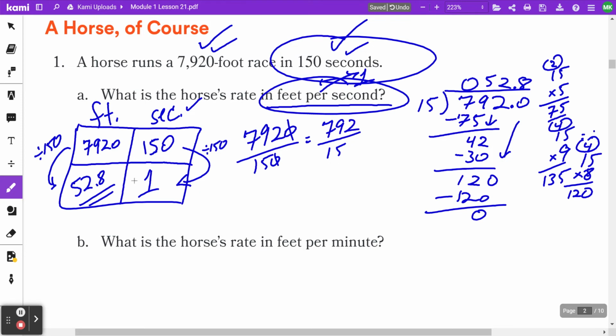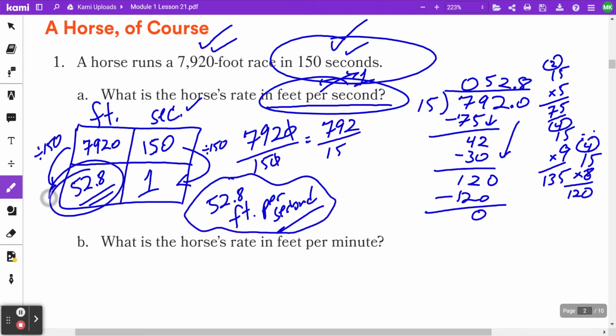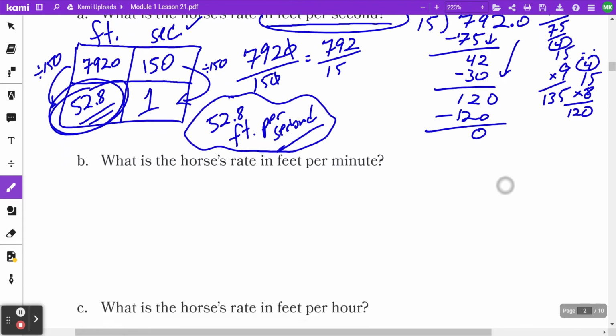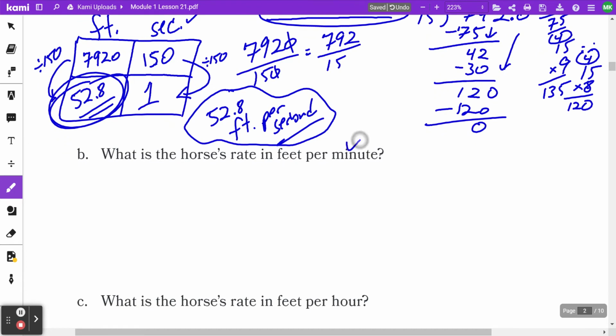Chart always helps. So we're looking at 52.8 feet per second. There's that rate. Put a little circle around that one to make it stand out. Okay, so that's a good number. Now I want feet per minute. Well, I have feet per second. I want feet per minute.